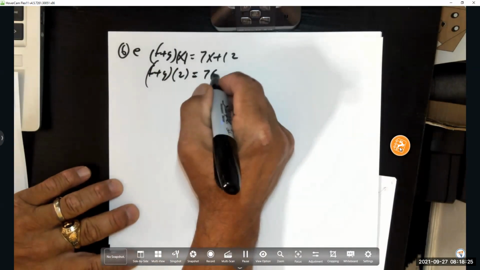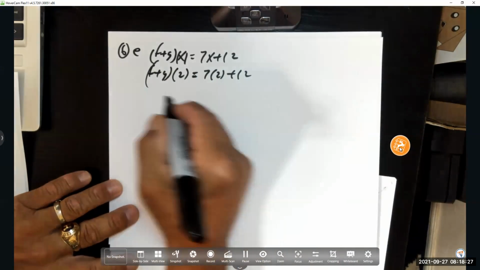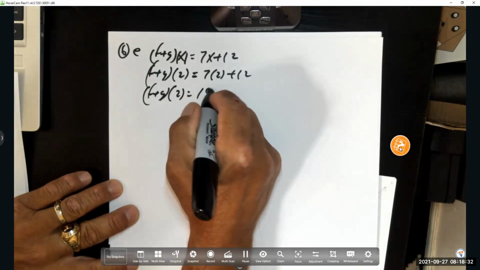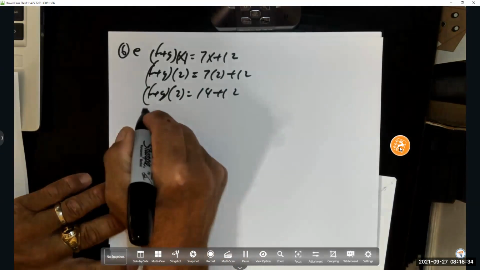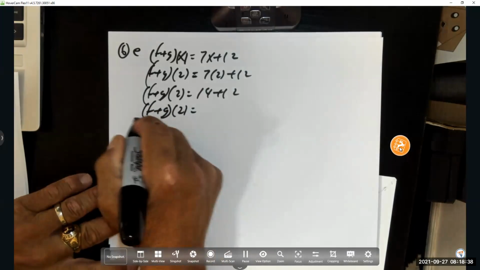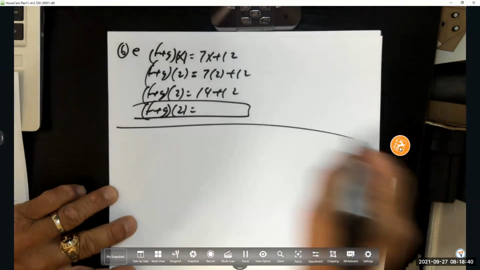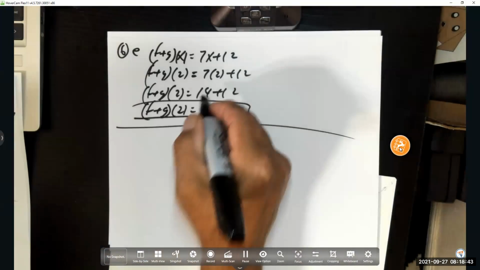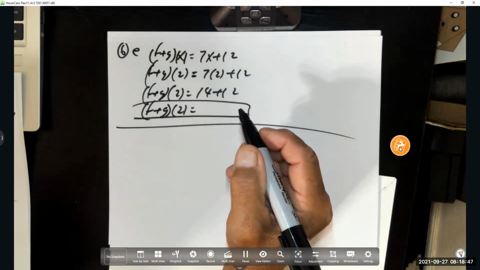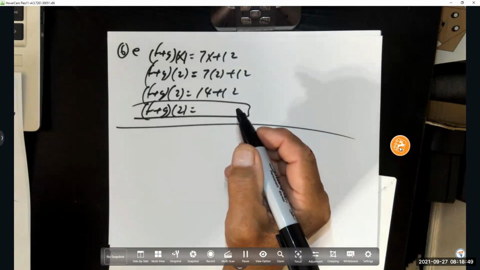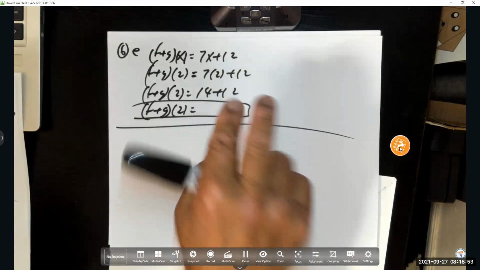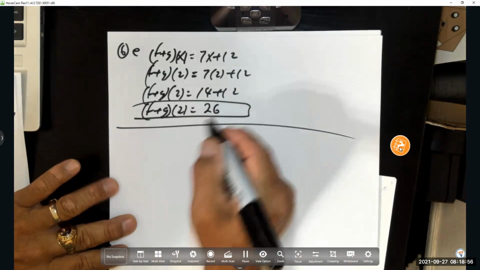So you're gonna go 7 times 2 plus 12, and that's gonna give you 14 plus 12. So f plus g of 2 is, somebody tell me the answer. What's these two numbers right here? 26. Okay.